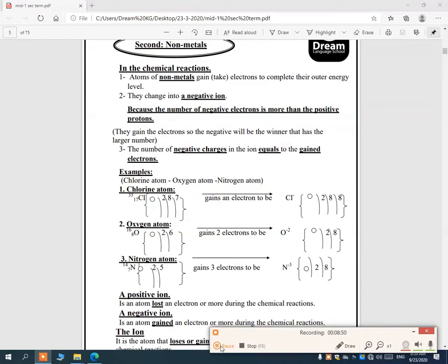For the nitrogen atom, the atomic number of nitrogen is 7, so the electronic configuration will be K2L5. And this atom will gain 3 electrons and change into a nitrogen negative ion, which carries 3 negative charges. That's equal to the number of gained electrons. And the new electronic configuration will be K2L8.